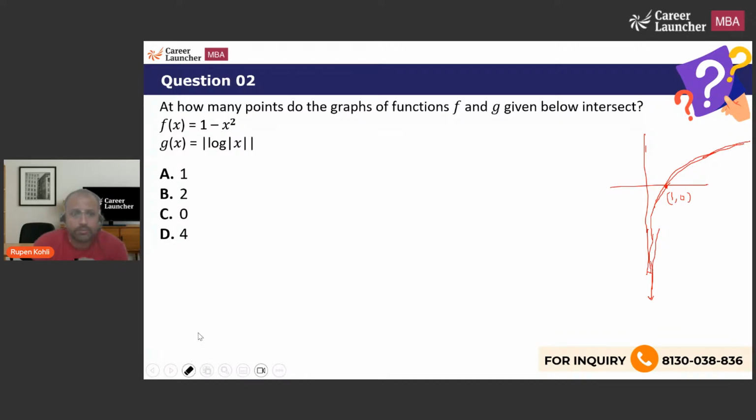Now, what about this one, which is a little bit of a variation on that, mod of log of mod x? So take it step by step. First, think of log of mod x. What will that look like?